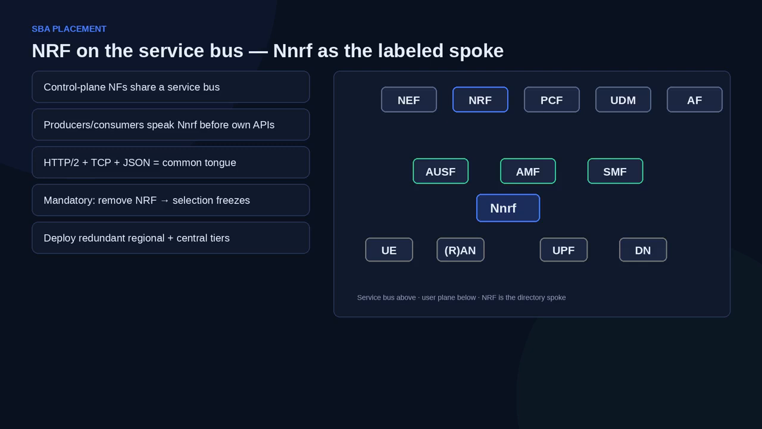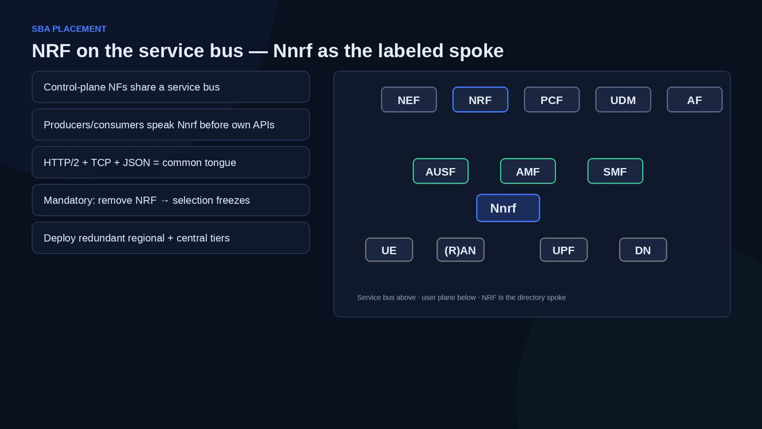That drawing is not decoration. It says every producer and consumer that wants dynamic peers speaks NNRF for management and discovery before it speaks its own service API. NAMF and SMF and UDM and the rest. HTTP2 over TCP with JSON serialization is the common tongue, so tooling, tracing, and gateways look like modern microservices rather than proprietary telecom stacks. Mandatory means this.